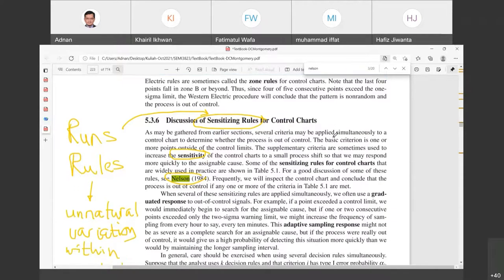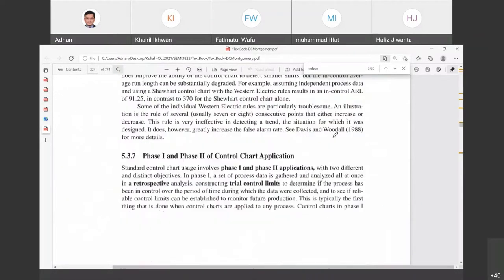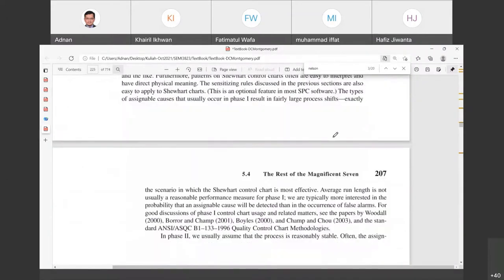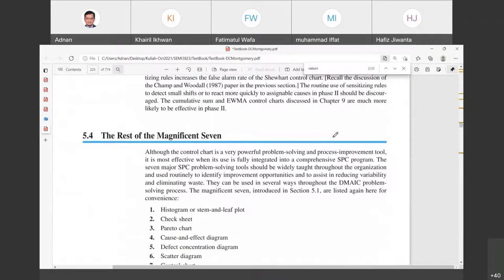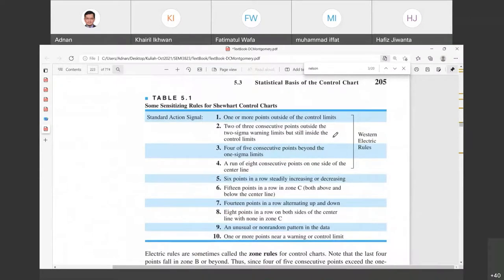There are also the Western Electric runs rules. I'm not sure why it's not shown here, but yes, there is a rule here, the sensitizing rules. There is overlap because different researchers and scientists came up with different sets of rules, but in this book they compiled them into sensitizing rules. The easiest rule that we use so far is one or more points outside the control limit.